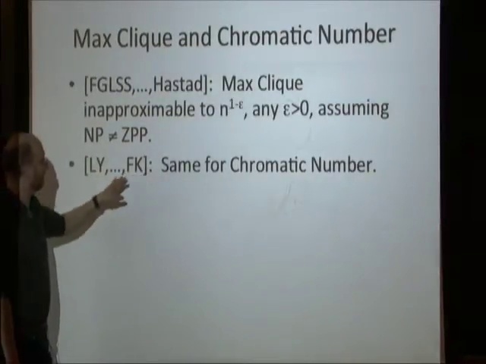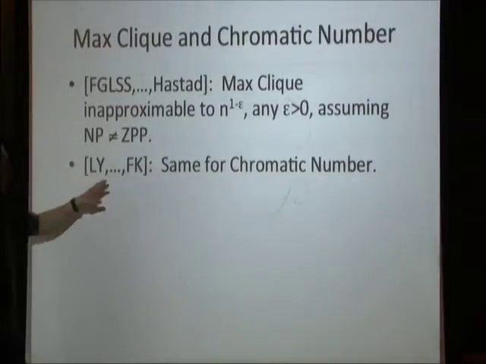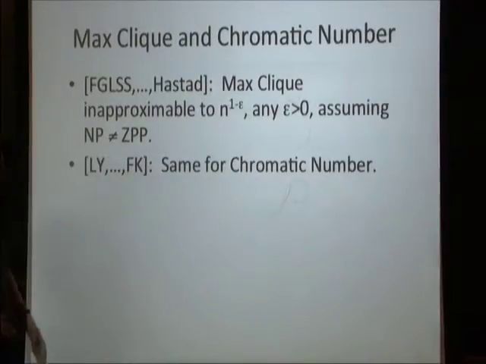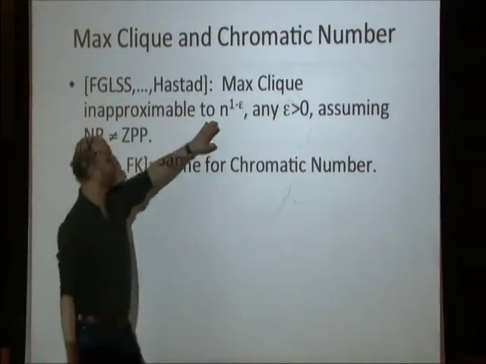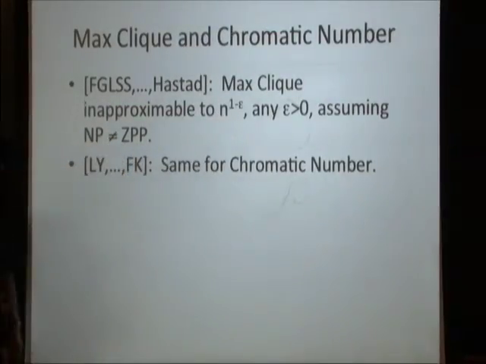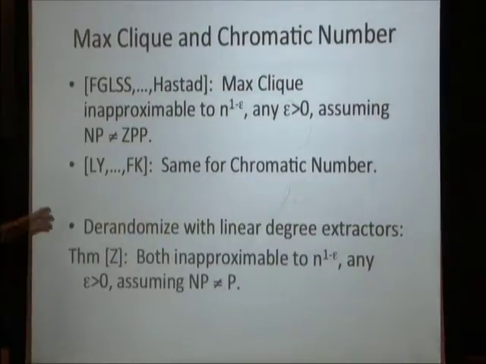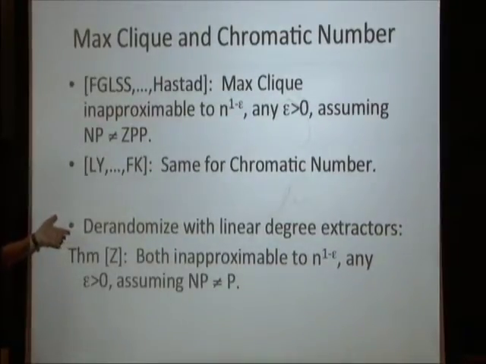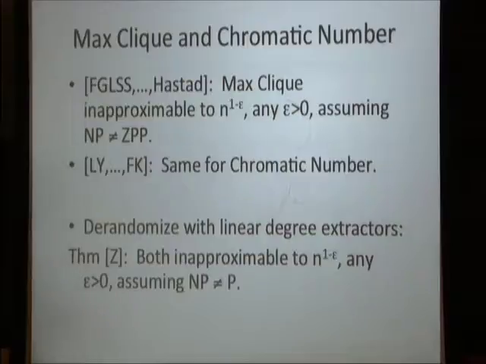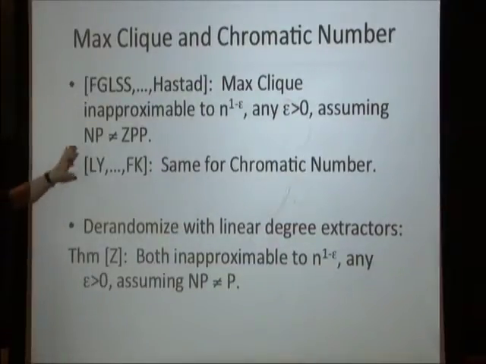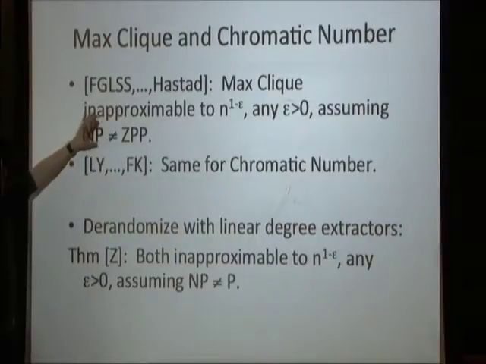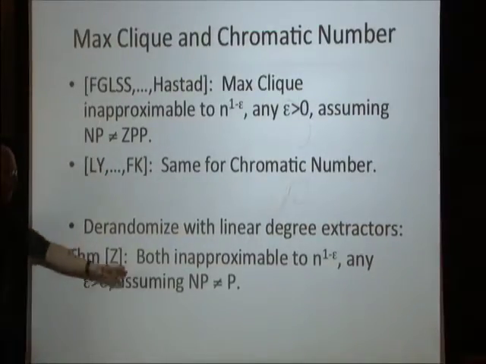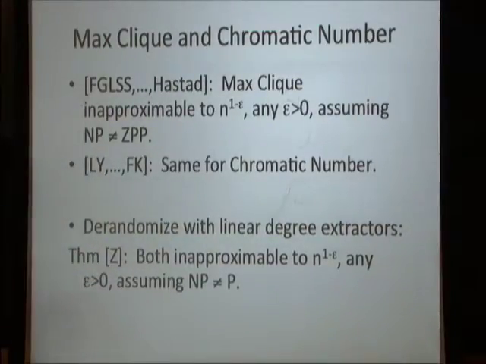And there are similar results for chromatic number, culminating in Feige and Kilian. Kilian's result is also n to the 1 minus epsilon under the same assumption. So what you can do with extractors, in particular the linear degree extractor I mentioned, is de-randomize this theorem. So we can show that these same results hold assuming only NP not equal P. So it's a cleaner statement.